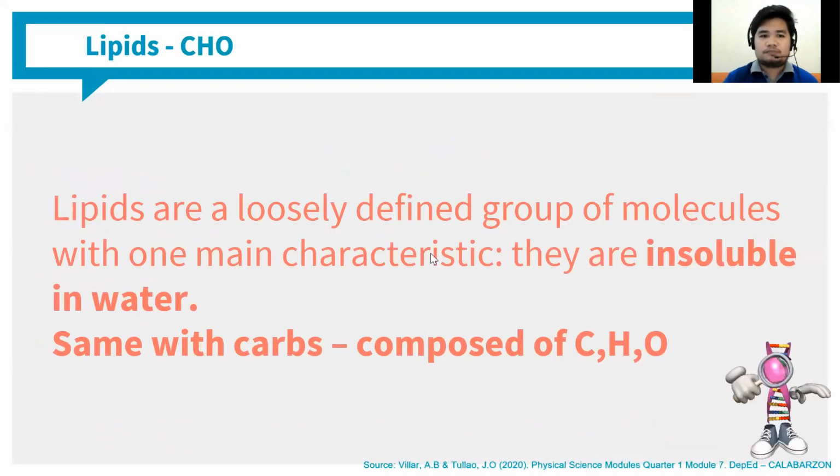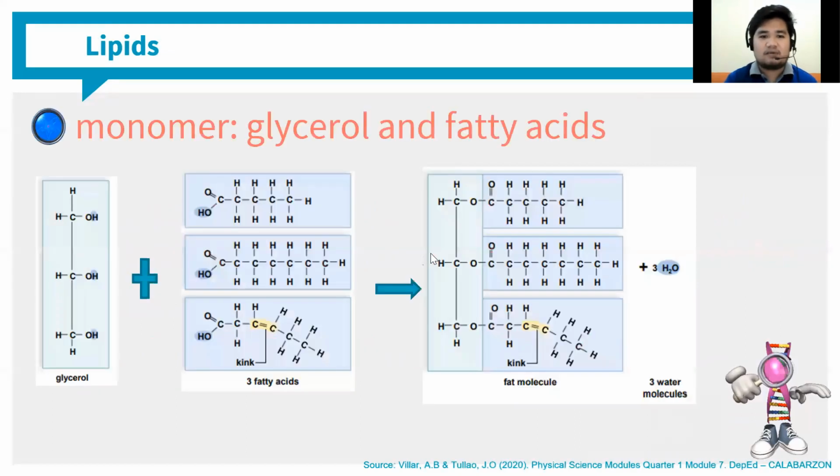Okay? So lipids are loosely defined groups of molecules with one main characteristic. Okay? They are insoluble in water. Now, it is the same with carbohydrates. It is composed of carbon, hydrogen, and oxygen. Pero ang difference niya, yung lipid molecule, mas maraming energy per gram yung content niya kaysa carbohydrates. Around twice as much. Okay? And yung carbohydrates, mas mabilis silang ma-digest kesa sa lipids. Okay? So yun yung difference ng dalawa.